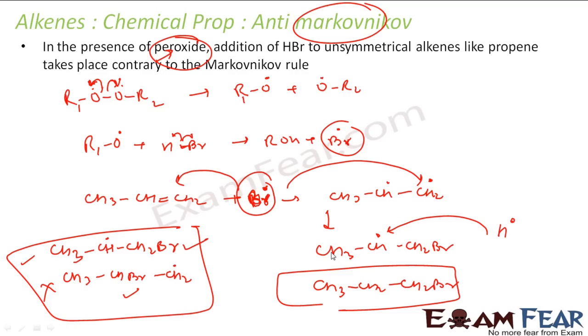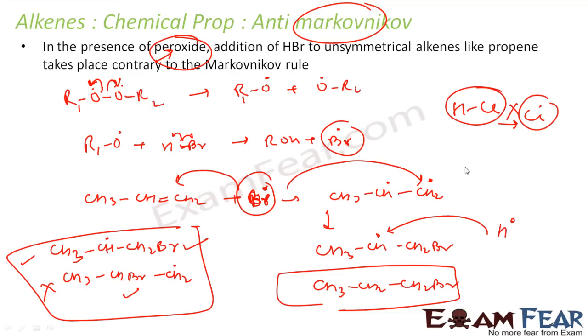And this happens only in the case of HBr, not in HCl and HI. See, in the HCl case, the H-Cl bond is very strong. So even in the case of peroxide, the Cl free radical is not formed. If the Cl free radical is not formed, the whole reaction can't happen, right? Because for this to happen, the free radical has to be formed. If the Cl free radical is not formed, this reaction won't happen.